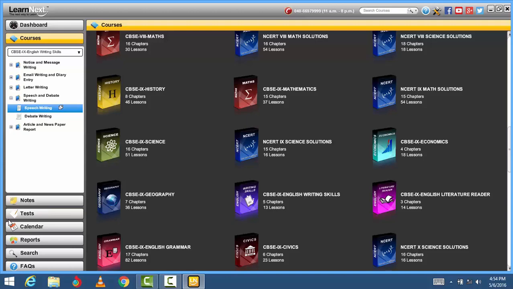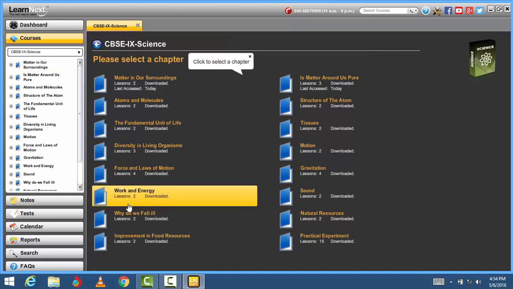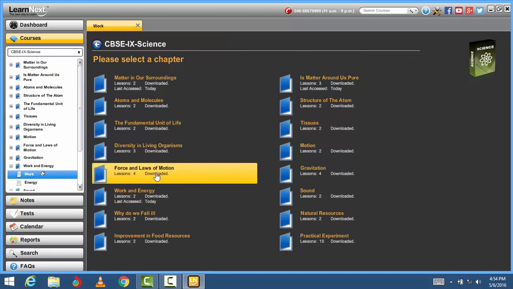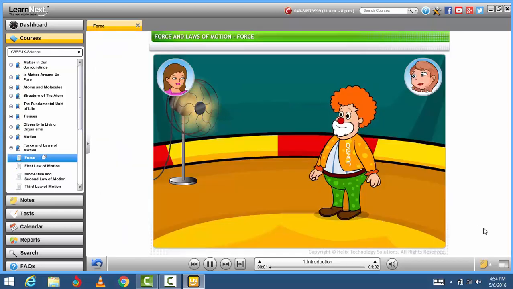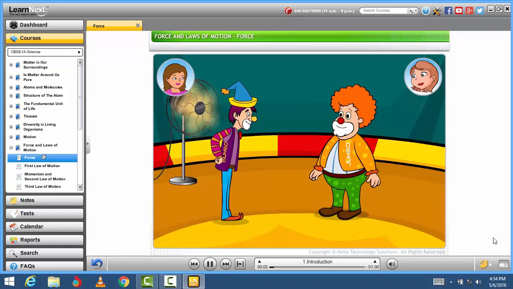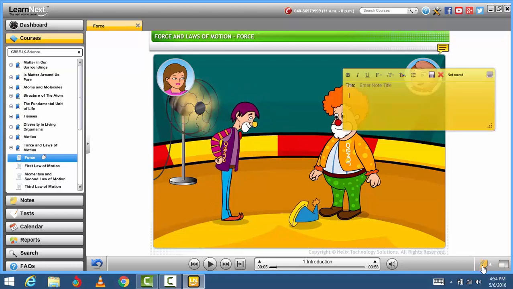Apart from this, the software has some unique features. First feature is that when any of the lessons is going on, for example, force and laws of motion, this lesson is going on. If you want to note down anything, you may click here, notes. The moment you click notes, the lesson will stop and a notepad will open.